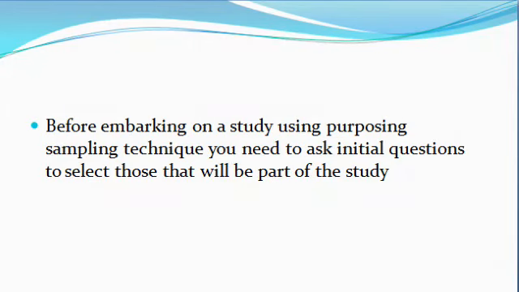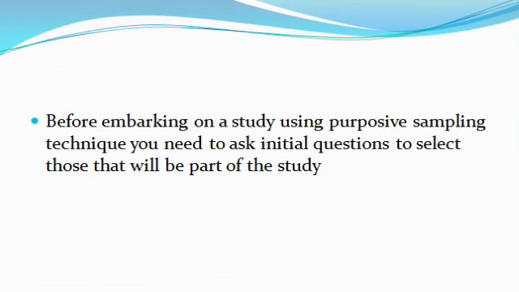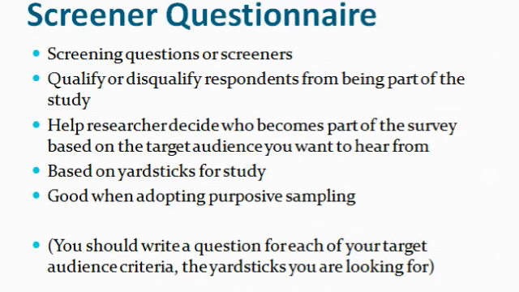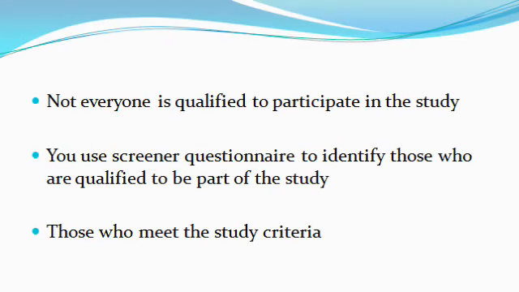So to select those you will study from the entire population, you may need to ask certain questions. That is, if you are using purposive sampling, you will need to use a screener questionnaire to determine those that will be part of your study. You are not using systematic sampling. You are using purposive sampling. You are trying to be judgmental, which means everyone in the population will not have equal chance of being selected. That is what it means.